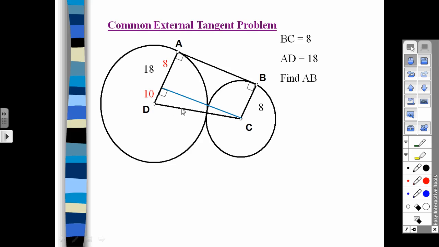The radius of this circle is 18, and the radius of that circle is 8. So can't we just add the two together and get that whole length being 26? Okay, so that works when the circles are tangent.